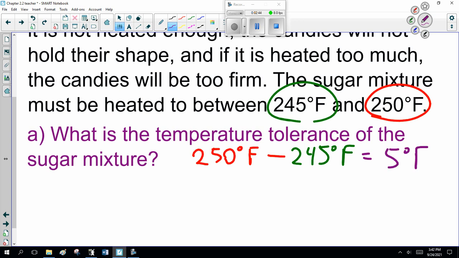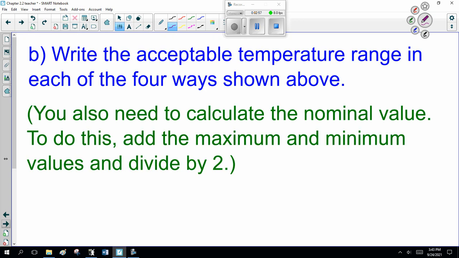And I still can't believe we're talking about Fahrenheit in this day and age, but still. So that's the tolerance. It has to be within that 5-degree band. Too cold, it doesn't work. Too hot, it doesn't work. Now, write the acceptable temperature range in each of the 4 ways shown above.